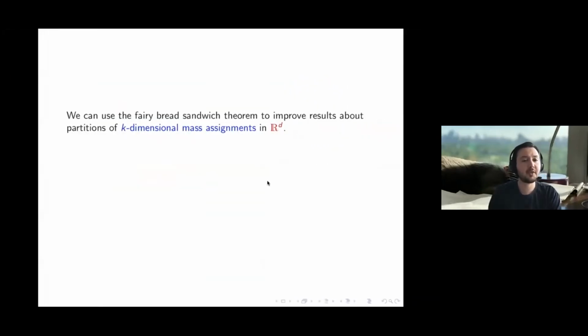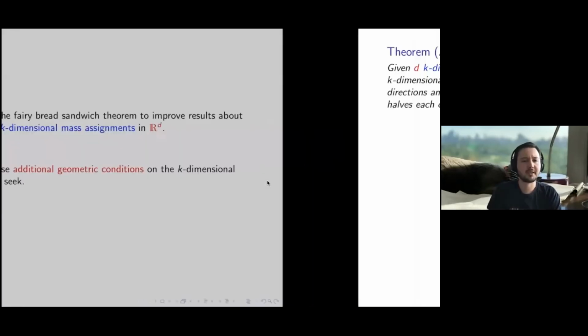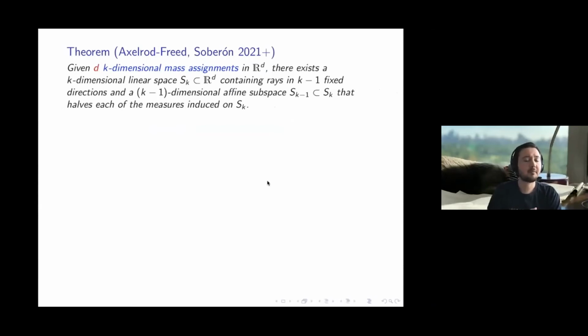But one of the things you can do with this is improve results about partitions of k-dimensional mass assignments, where I'm not using mass assignments of different dimensions. So we can impose additional geometric conditions on previous results we had. For example, Patrick Schneider showed that if I give you the k-dimensional mass assignments in R^d, you can always find a k-dimensional affine space where all the measures can be split by a hyperplane. We can do this by imposing that the k-dimensional space we find contains the origin and k-1 fixed directions. So you can impose a lot of conditions on the space you find here. And this was conjectured by Schneider. He could prove it with d minus k plus 2 in here instead of d.